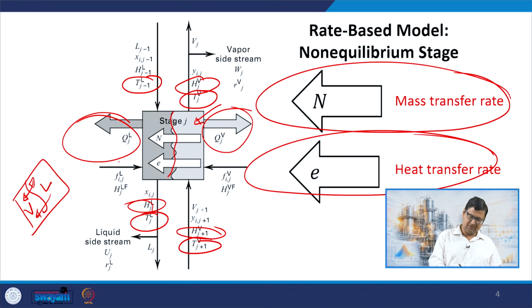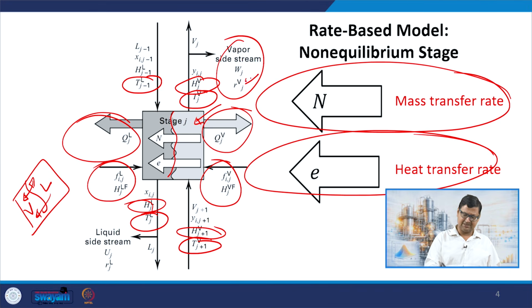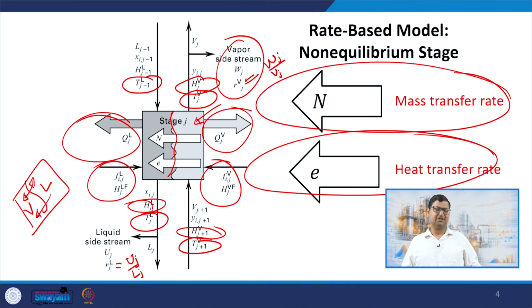Similarly, the feed to the liquid is taken separate from the feed to the vapor. And again, we can define the vapor side stream. This RJV is a fraction of Wj by Vj. So these things remain somewhat similar, and this RJL is going to be something like Uj by Lj. So the fundamental difference, if you have to start thinking about it, is we have to now consider the mass transfer and heat transfer between the phases in a given stage.